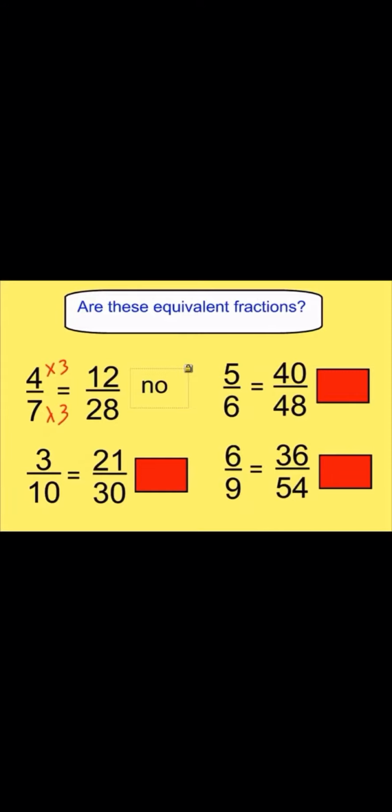5 out of 6 equals to 40 out of 48. Is that correct? Let's see how the 5 changed into 40. Yes, you multiplied it by 8. So what you should multiply the denominator? Yes, also by 8. So 5 times 8 is 40. 6 times 8, 48. Yes, this is what I have. So I will write here yes, because this fraction is equivalent to the 5 out of 6.